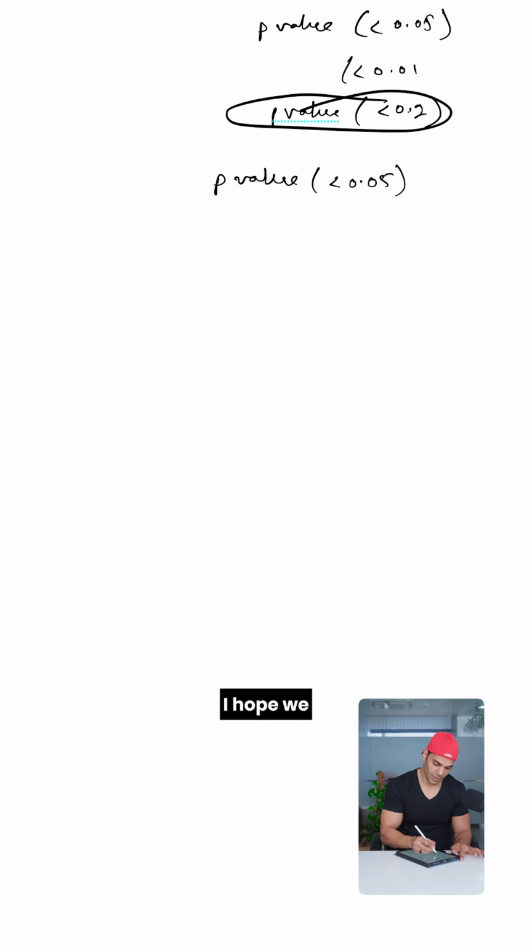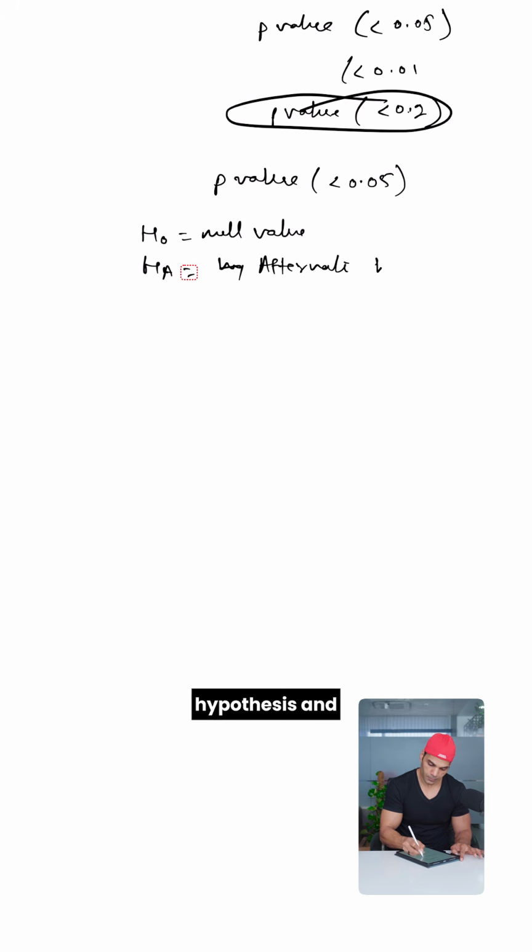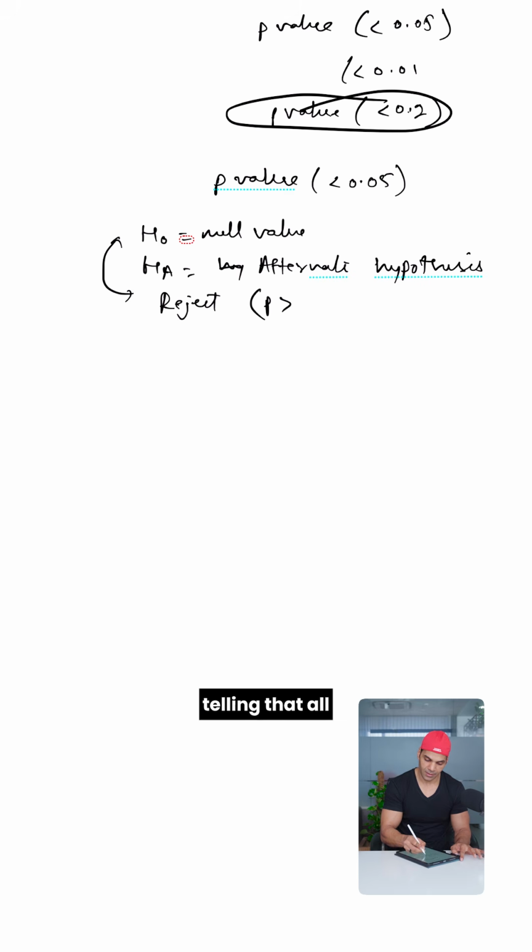Okay, so I hope we understood what a null value hypothesis is, then the alternate hypothesis, and that we have to basically reject the null value hypothesis by showing that 95% of the results are not due to chance, and maybe less than 5% is due to chance, but 95% of it is not due to chance. Okay, so we also understand the p-value.